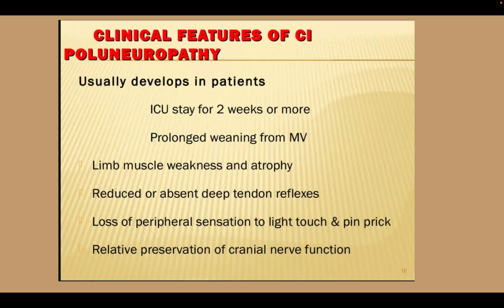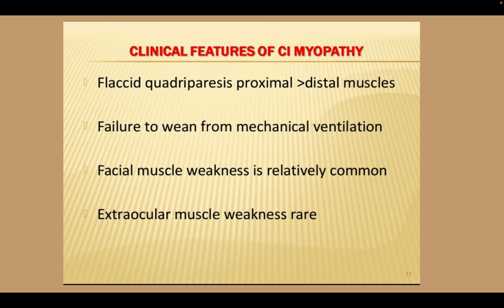So the clinical features of critical illness polyneuropathy, which usually develops within 2 weeks or more of ICU admission due to prolonged mechanical ventilation, and they take a little long to get weaned from mechanical ventilation. They can have limb muscle weakness and atrophy, reduced or absent deep tendon reflexes, loss of peripheral sensation to light touch and pinprick, and relative preservation of cranial nerve functions.